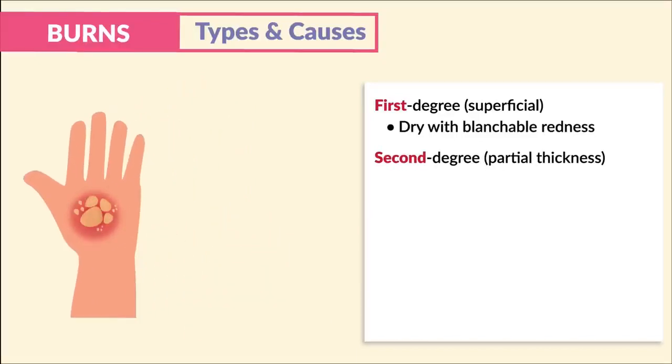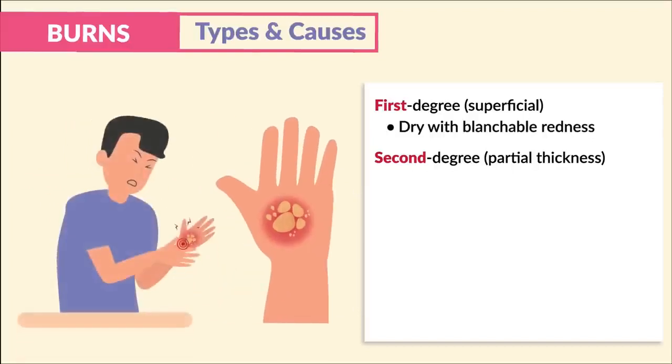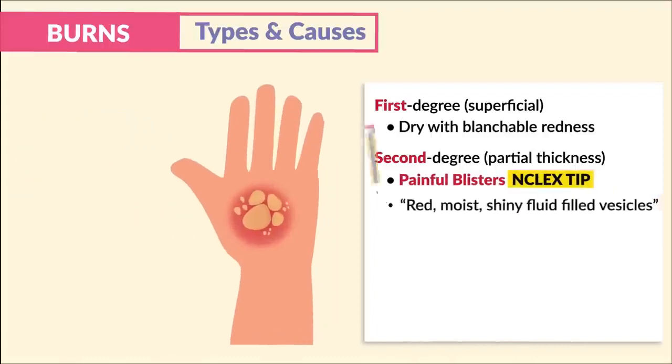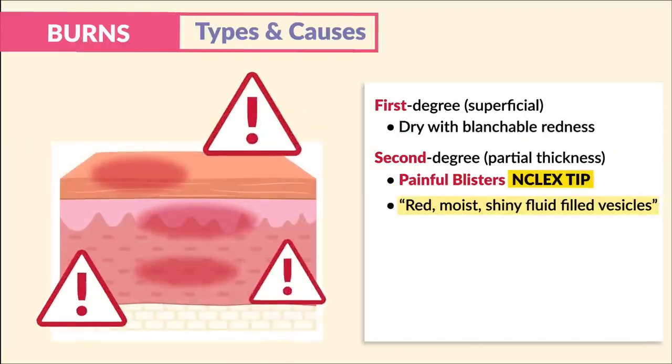Now, second degree burns, called partial thickness burns, we have both the epidermis and dermis that are damaged. So the key sign to know is painful blisters, huge NCLEX tip. So write down these key words here: red, moist, and shiny fluid-filled vesicles, or basically blisters that often leak fluid. So just think 2 layers of skin for second-degree burns.